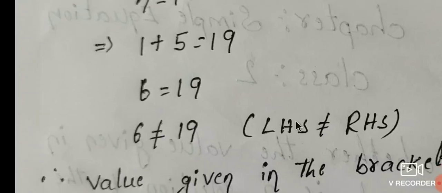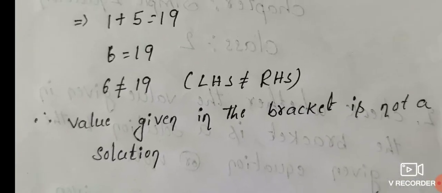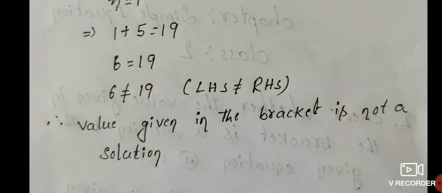Therefore, here left hand side is not equal to right hand side. See here, 6 is not equal to 19. Therefore, left hand side is not equal to right hand side. So the given value is not a solution. What is the given value? n is equal to 1. So n is equal to 1 is not a solution for the given equation. The value given in the bracket is not a solution.